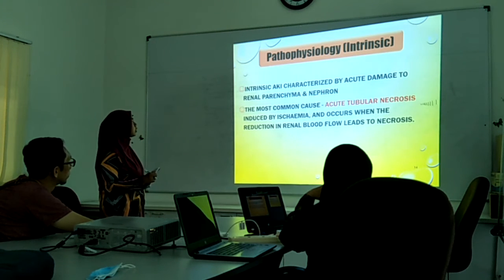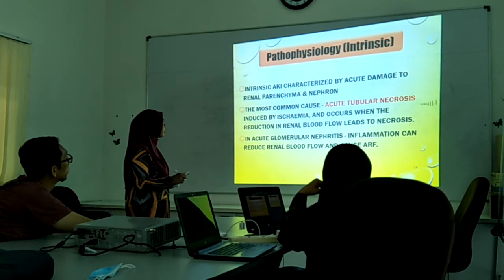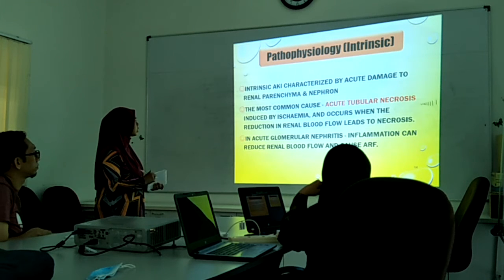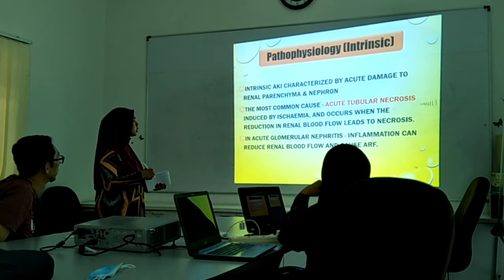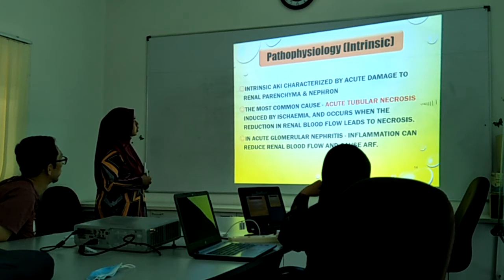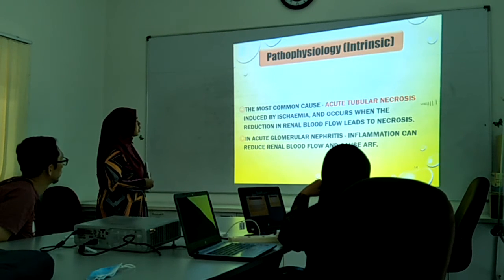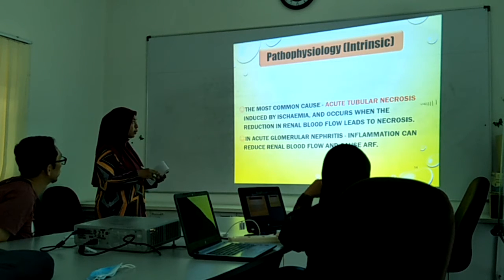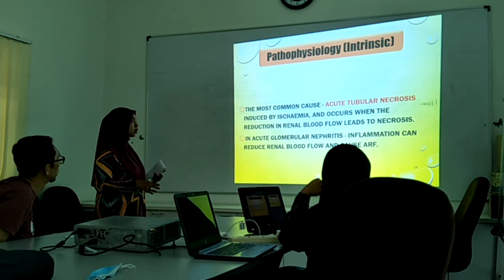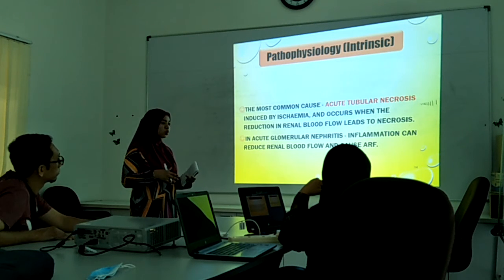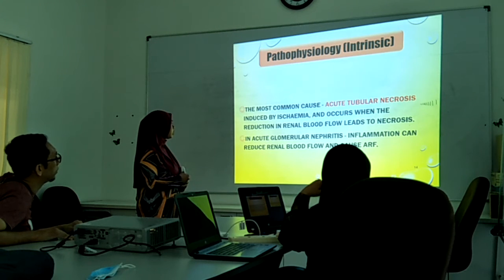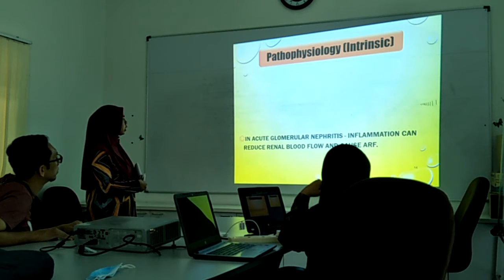Okay, intrinsic AKI is characterized by acute damage to the renal parenchyma and nephron. The most common cause is acute tubular necrosis induced by ischemia, and it occurs when the reduction in renal blood flow leads to necrosis. The definition we have here: in acute tubular necrosis, our tubules become necrotic and the kidney function is damaged. So the kidney fails to excrete waste from the blood. And in acute glomerulonephritis, inflammation can reduce renal blood flow and cause ARF.